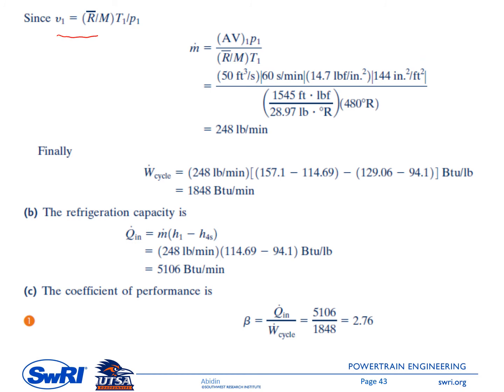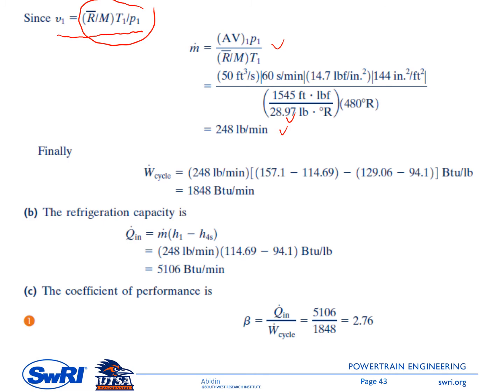So this is the ideal gas equation of state. We can get V1 and then substitute V1 in the m dot equation by this term. P1 is given, T1 is given, R bar here is the universal gas constant. In British units we have 1545, and M here is the molecular weight of air, so this is 28.97. You just plug in all the numbers here, and you will get the m dot of 248 pound per minute.